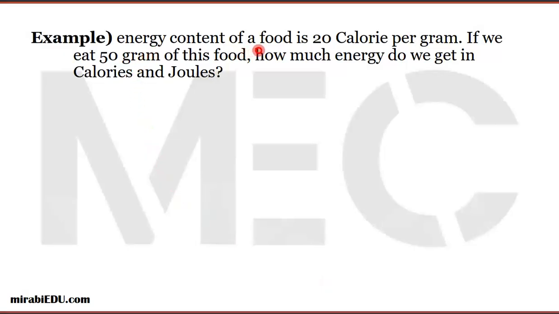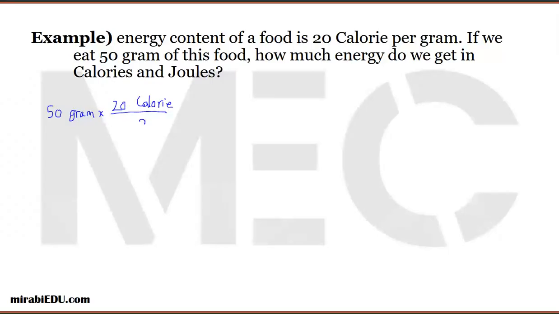Energy content of a food is 20 calories per gram. If we eat 50 grams of this food, how much energy do we get in calorie and joule? Okay, so we can solve this question like this. 50 gram of this food. What is the energy content? The energy content is 20 calorie. This is big calorie because it's written with capital C.